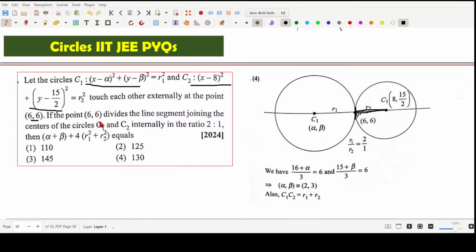If the point 6 1 divides the line segment joining the centers C1 and C2 in the ratio 2:1, that means radii are in the ratio of 2:1. That means you will figure out what C1 is, because you know the radius, you know the coordinates, and then just substitute in this and calculate what exactly he's asking.